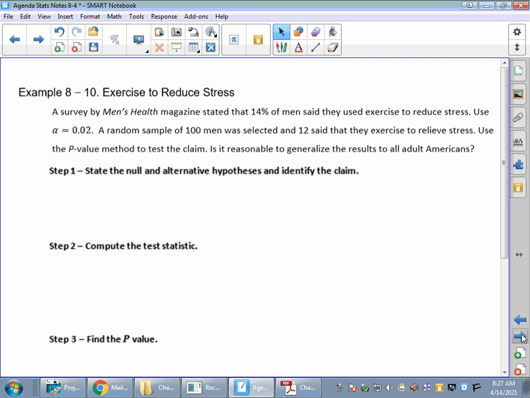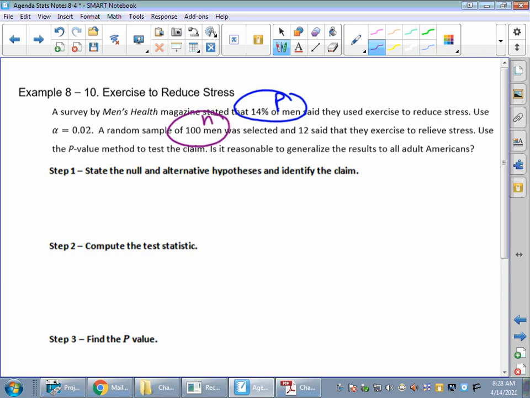Is it reasonable to generalize the results to all American adults? So let's see, 14% of men is what we're saying is the p. We know our alpha is 0.02. A random sample, n, of 100 men was selected. 12 say they exercise to reduce stress. So here's our p-hat calculation. 12 exercise out of 100. That's going to be a nice easy peasy 0.12.